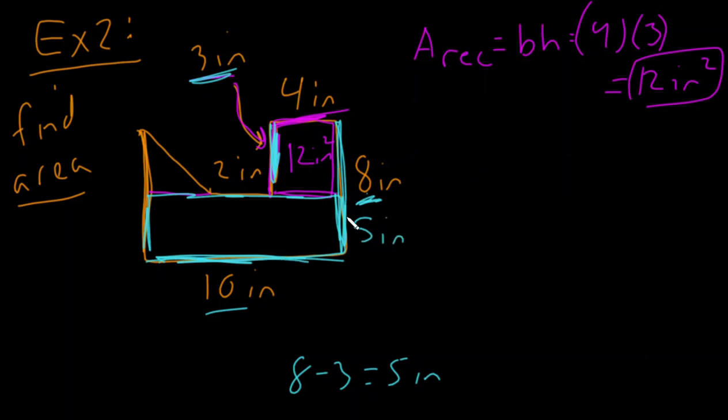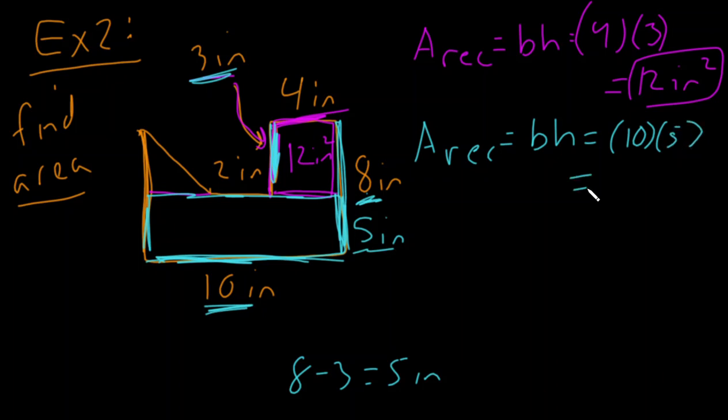So now we have the base and the height. So I would say, okay, well, the area of my rectangle is the base times the height, which of course would be 10, once again, that's our base, times our height, 5. And so we know that 10 times 5 is 50 inches squared. And there is our second area, 50 inches squared. Now this is going to bring us to our third and final piece.